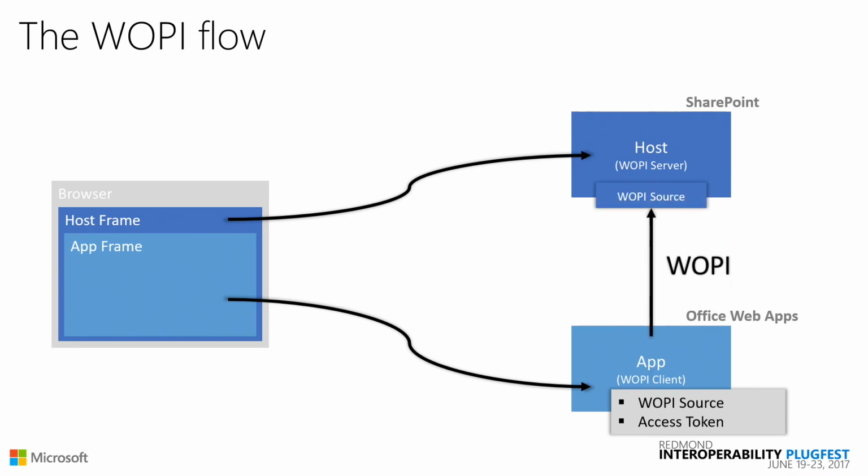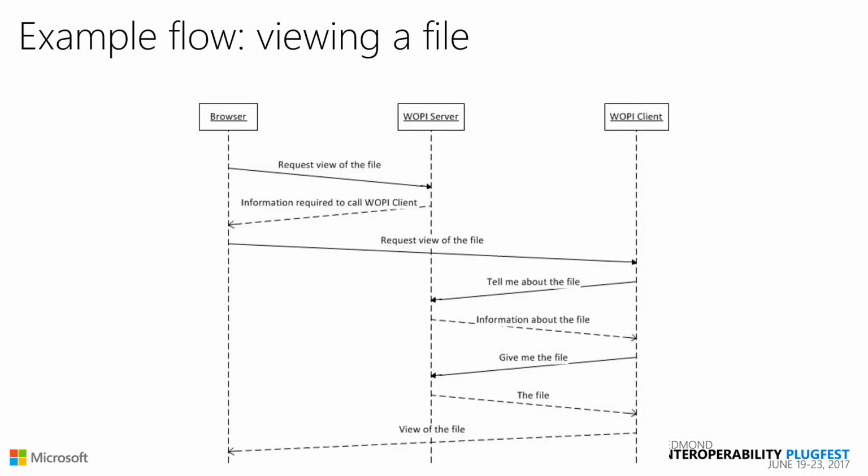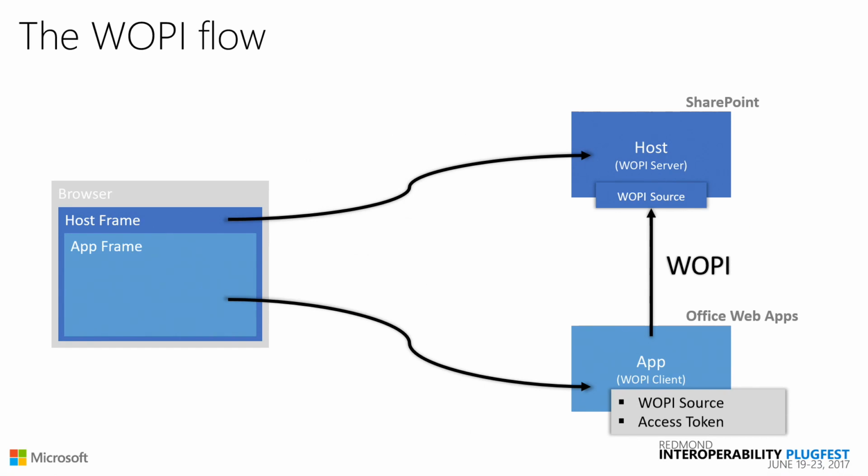Once the app frame, that's the inner iframe that's pointing to the Office Online URL, is navigated to, then Office Online makes a WOPI request to the WOPI source URL using the access token that was provided by the host. And then you, the host, respond to that request. And so the WOPI protocol is basically all of the pieces between the client and the WOPI server. So in this particular case, it's the arrow on the right there.